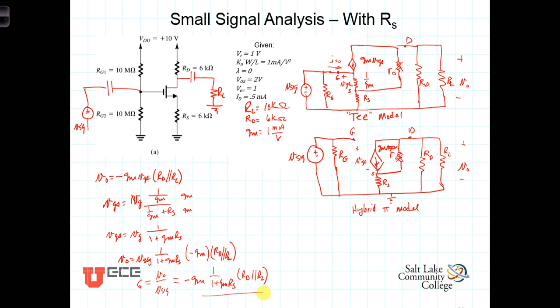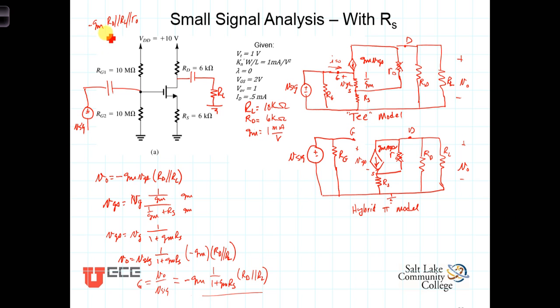This term then becomes the expression for the gain in this circuit given R sub S not being bypassed. You'll notice that this term right here then factors in. In our previous example, when R sub S was shorted out, we had that the gain was equal to negative G sub M times the parallel combination of the output, R sub D in parallel with R sub L. And again, in that example, we left R0 in there because it was in parallel with the rest.